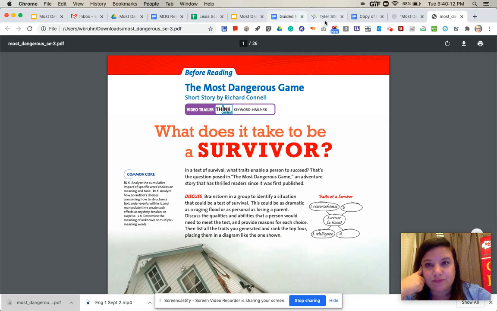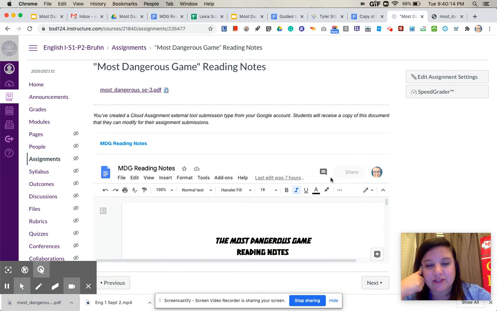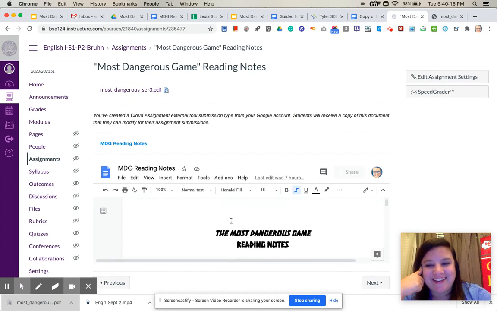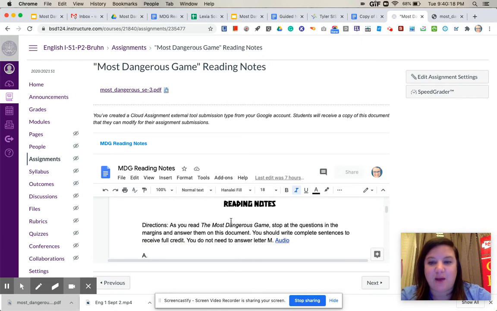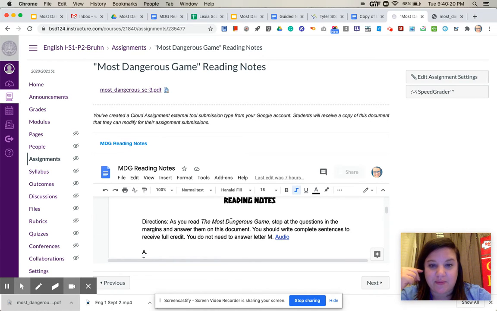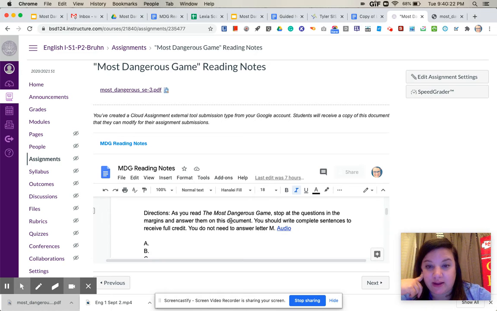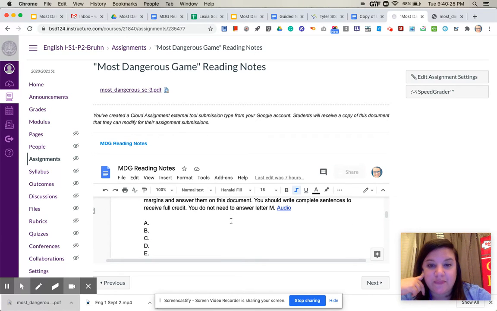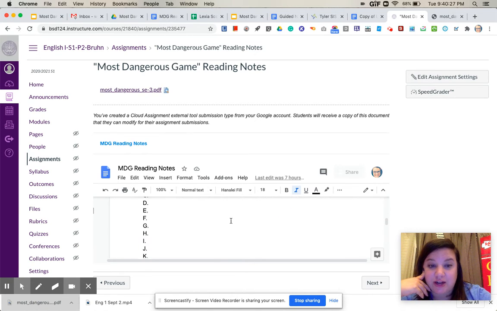Okay, so now I just have to find where my questions are. Here they are. So when you're reading, you're going to stop at the questions in the margin and answer them on this document. Make sure that you write in complete sentences to receive full credit, and you do not have to answer letter M. So you can see that I have left M off of the list of questions here.